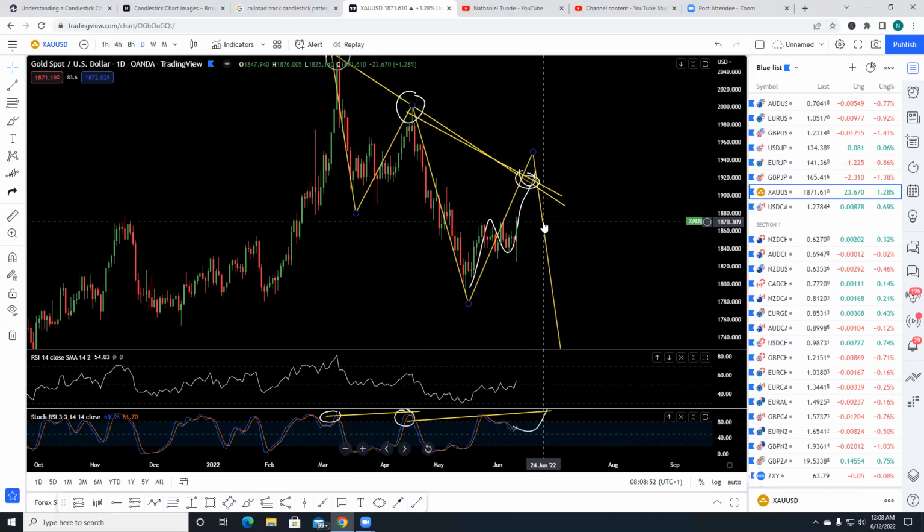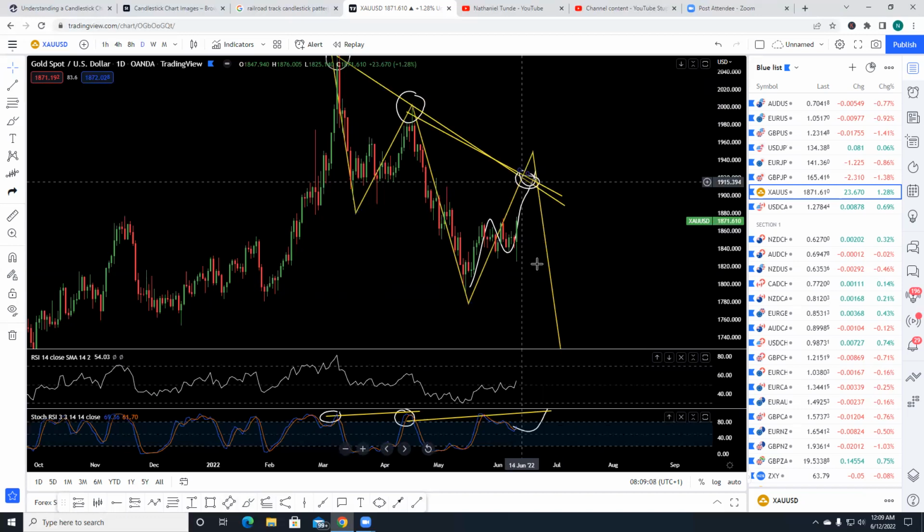If it is irregular flat, ensure that you enter your trade at 38% retracement. If it is another type of flat, it can come to 50 to 61.8. If it is a zigzag corrective structure, it can come to 78% retracement. Once you get that here, guys, go into your trade with confidence.